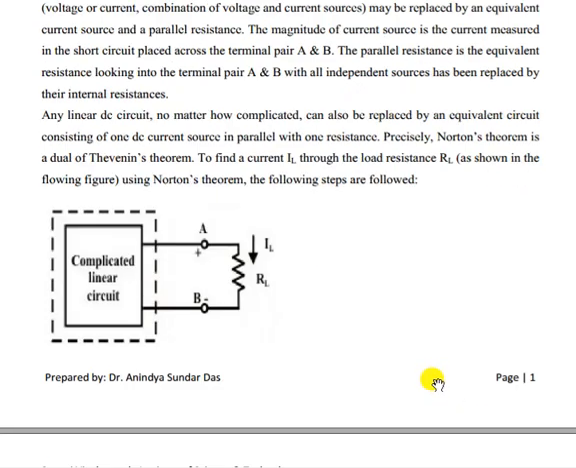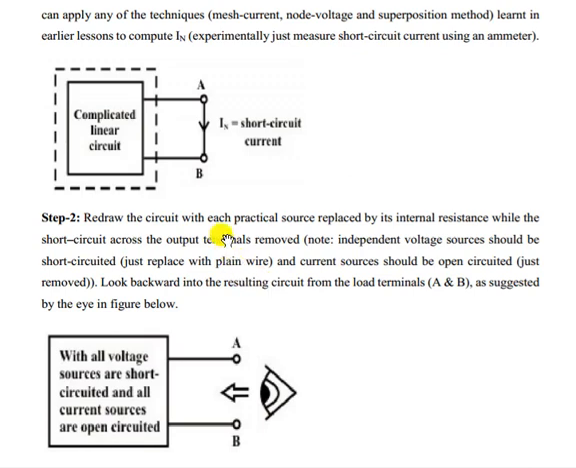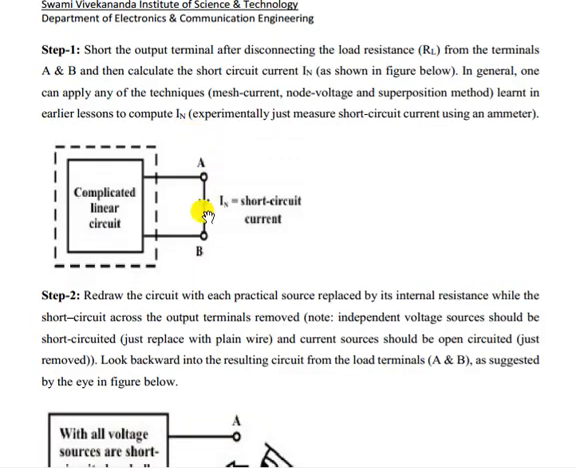Now this is the circuit. Say we have a complicated linear bilateral circuit, and this is the load resistance. What we have to do is remove the load resistance, just like in Thevenin theorem, and after that short circuit it. So after removing RL we make it short circuited, and we find this short circuit current, called ISC or IN.